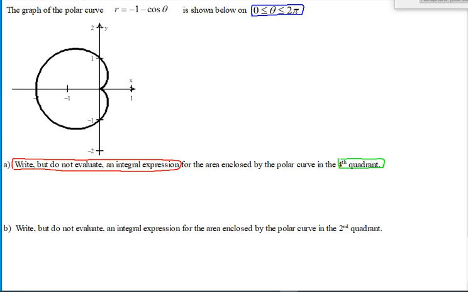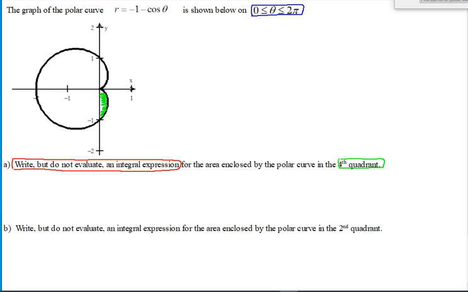So the fourth quadrant, remember, there's the first quadrant here, second quadrant, third quadrant, fourth quadrant. So it's talking about this little area right here we're trying to find. What is the area of that region? So we will need to figure out which part of this graph gives us this fourth quadrant. Now, a common one, but not always what will give it to you.